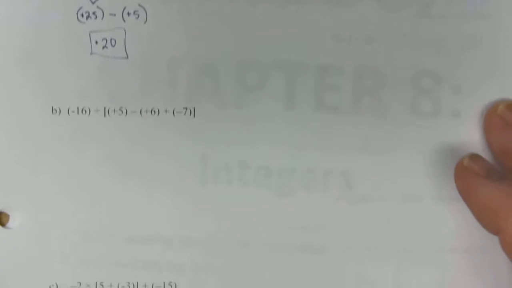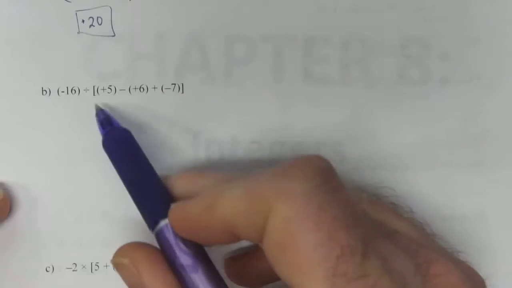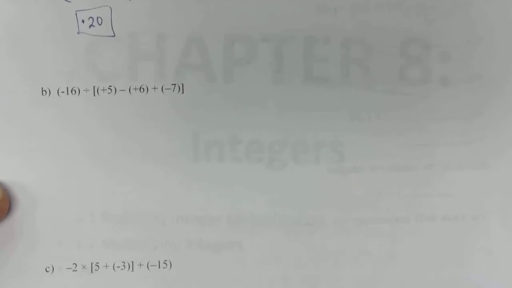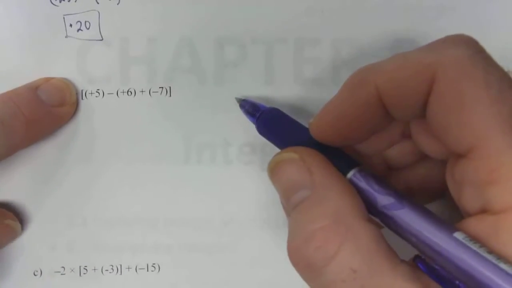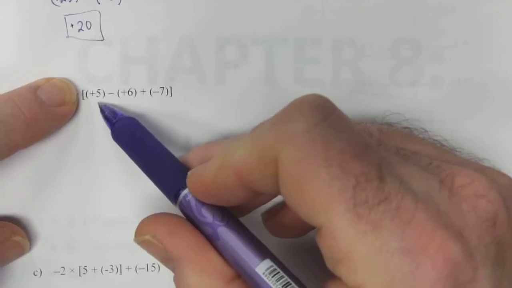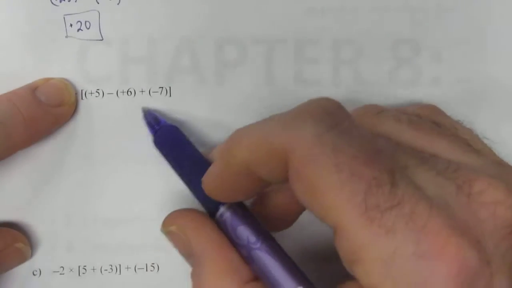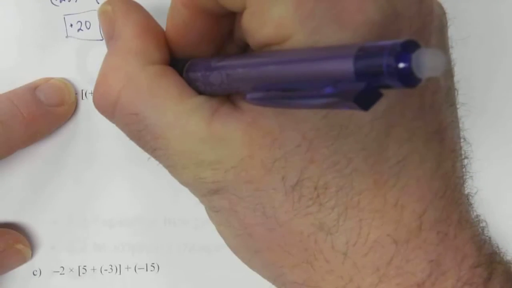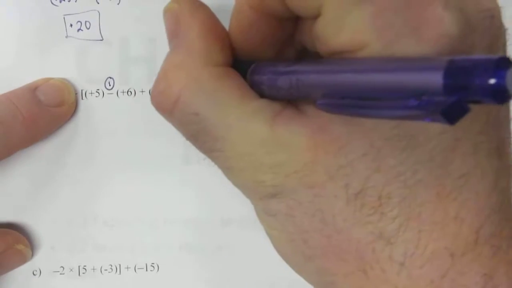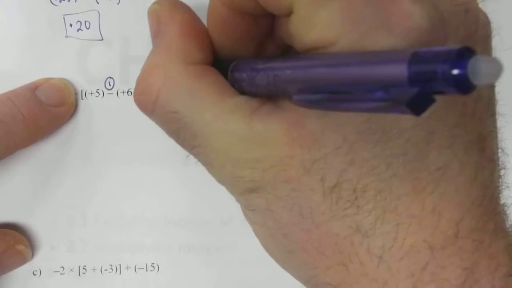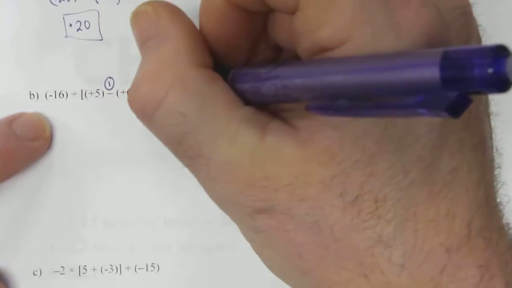Let's take a look at the next one. B. We have some brackets here. Let's assess. So brackets come first, which means we ignore everything outside of the brackets and we reassess. So in here we've got subtracting and adding. There's no multiplying and dividing or any other brackets to worry about. So we're going to do these from left to right. Subtraction is first. Adding is second. That takes care of what's in the brackets.